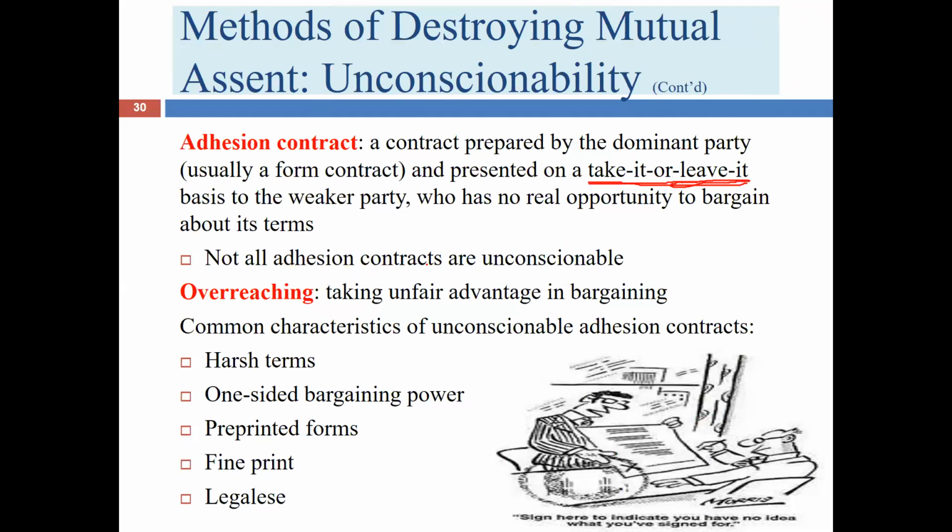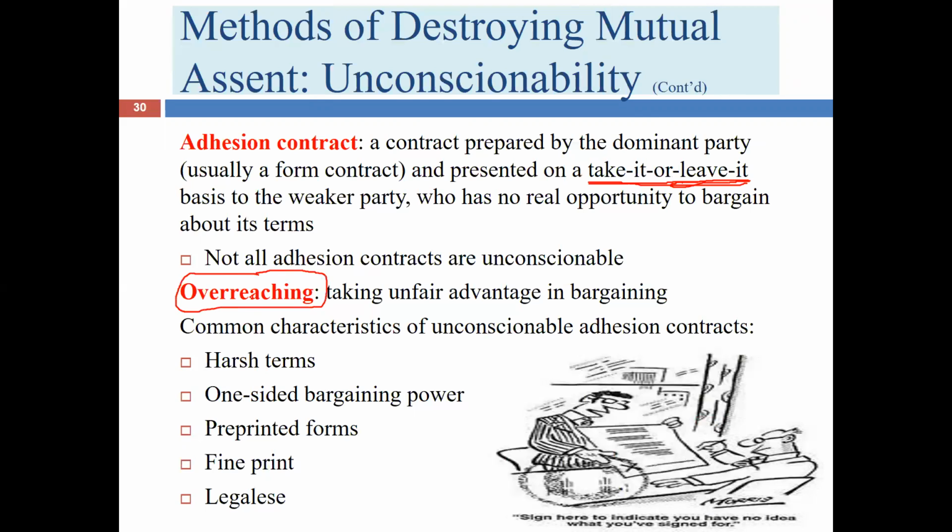Most of the time when you're dealing with adhesion contracts, there have been a whole team of lawyers who've gone over the contract and have really done a lot of research to make sure that it is going to be enforceable. But an adhesion contract that is a take it or leave it type of situation, and it also has overreaching, may actually cross the line into unconscionability. So what is overreaching? I mean, literally, it means somebody grabbing something that doesn't belong to him or her, right?